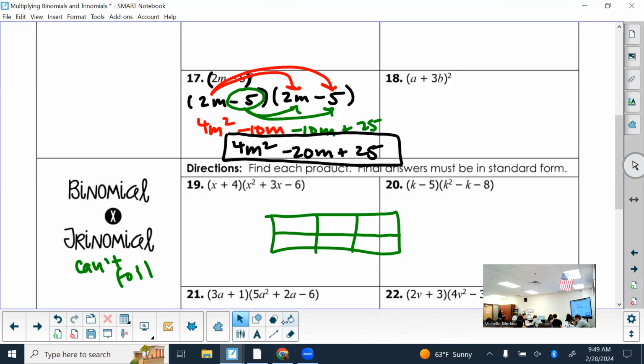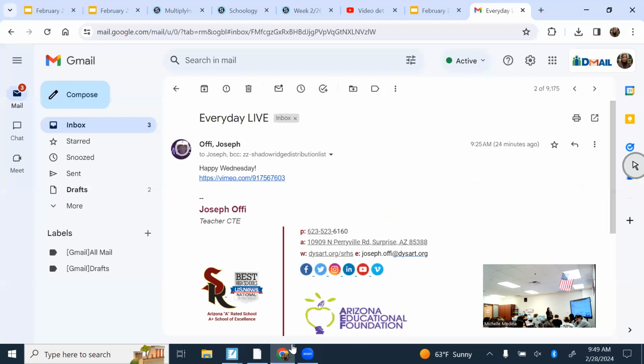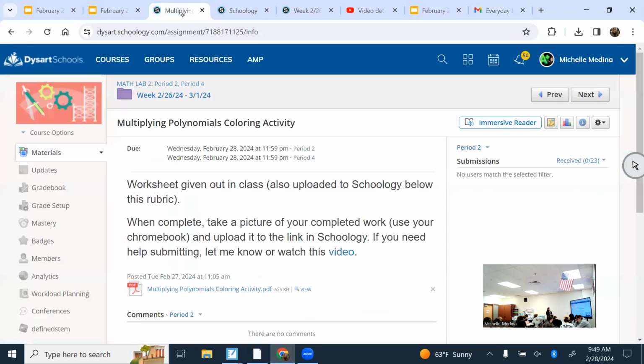So what you can see on your coloring activity is a bunch of problems to solve with whatever method you want. I'm grading you on work shown and accuracy for being able to multiply each one. The coloring part would be extra credit, and here's how the coloring works. But again, it's extra credit, so this part would be optional.